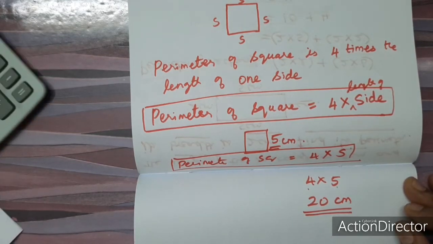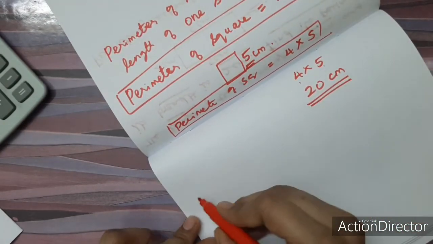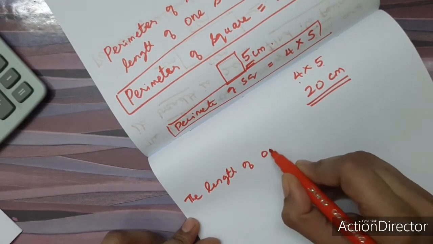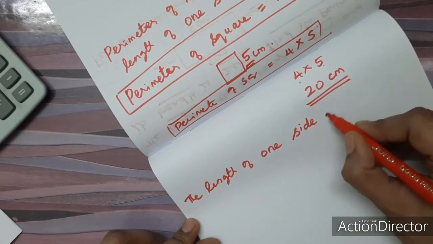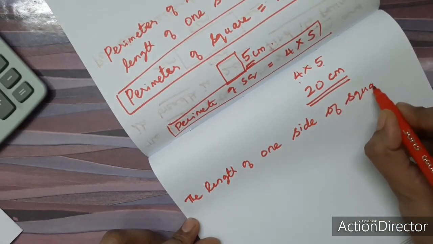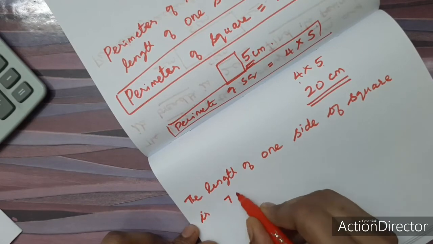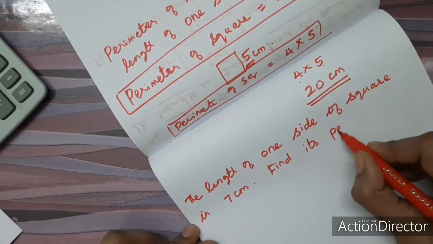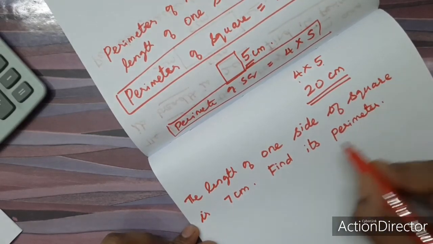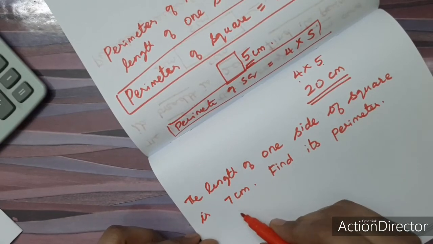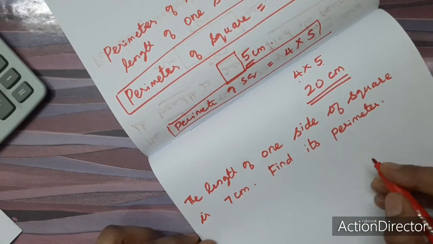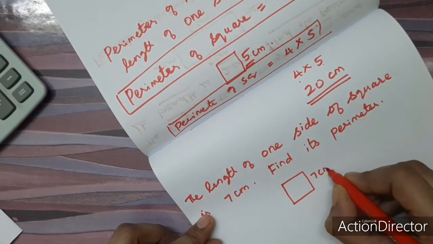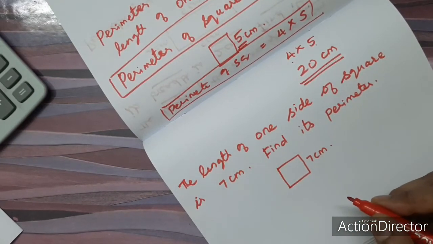Okay, now we shall see one example. The length of one side of a square is 7 centimeter. Find its perimeter. So they have given one side of a square as 7 centimeter. We are going to find the perimeter. How will you find the perimeter? This is a square and one side is 7 centimeter.